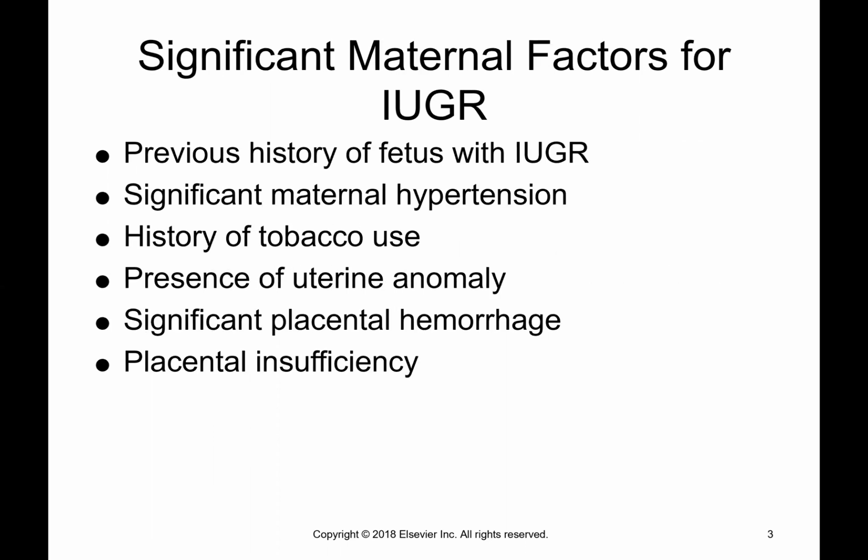There's maternal factors why a baby would not be growing. It seems like some moms just struggle to grow big babies. If they have a previous history of a fetus with IUGR, they have a higher chance of having another baby that has this issue. If a mom is very hypertensive, it can cause IUGR. Any kind of cigarette use, tobacco use. If there's a uterine anomaly present, if there's a placental hemorrhage, which we talked about in the first trimester chapters, or if the placenta is just not working, it's insufficient, which I feel like is probably the most common that we see, that or the maternal hypertension.